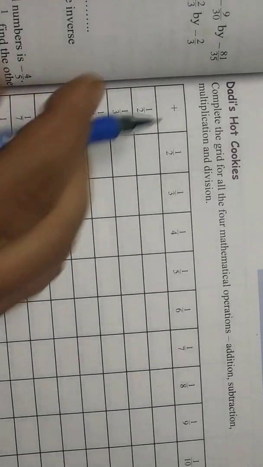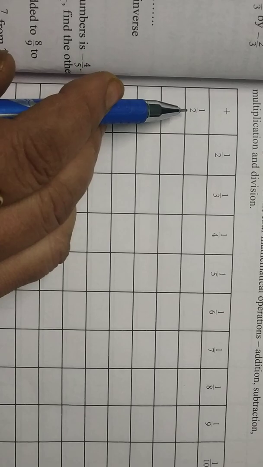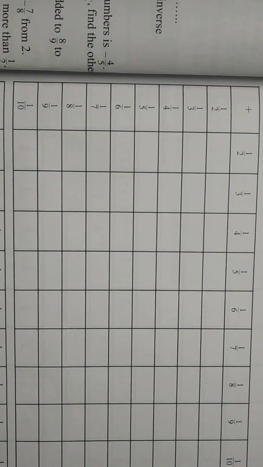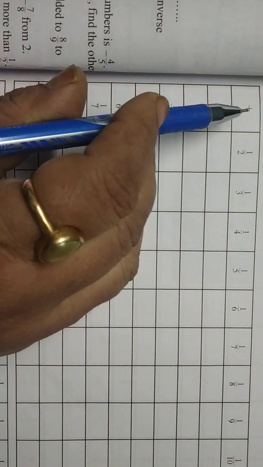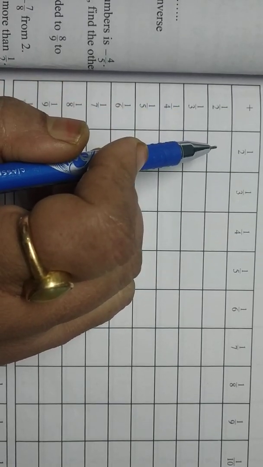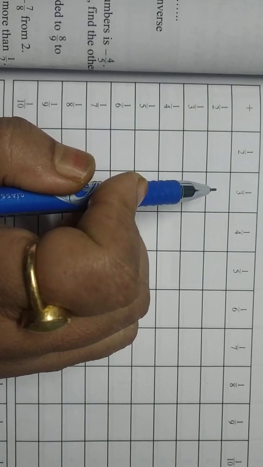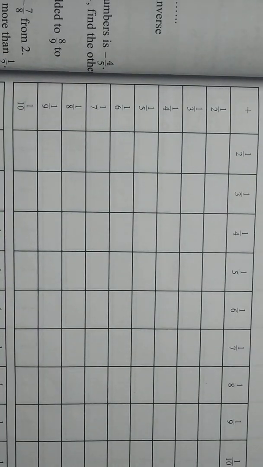Here tables are given. Here half, that is 1 by 2, 1 by 3, 1 by 4, like this up to 1 by 10. And vertically also 1 by 2, 1 by 3, 1 by 4, like this up to 1 by 10. Now here a plus symbol is there, that means we have to add. 1 by 2 plus 1 by 2 is equal to, you have to write here. 1 by 2 plus 1 by 3, that one we have to write here. Like this way you have to complete this table.